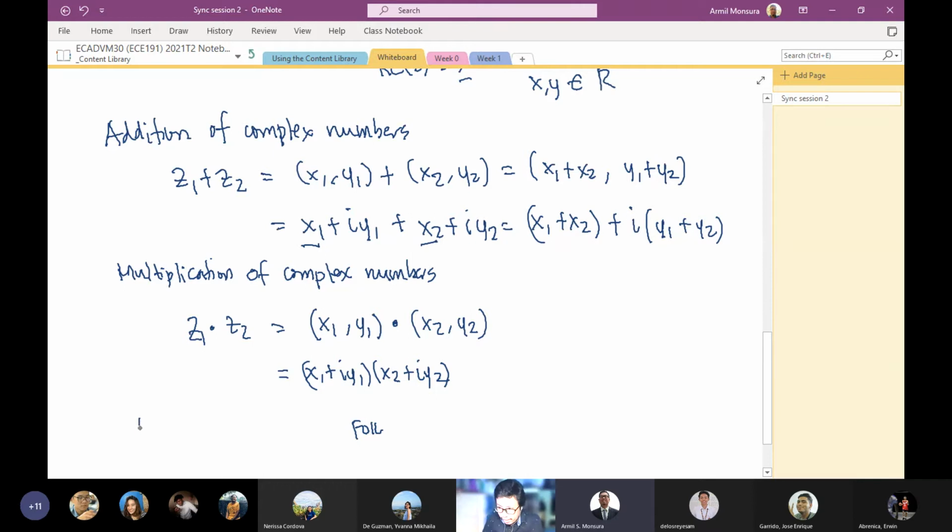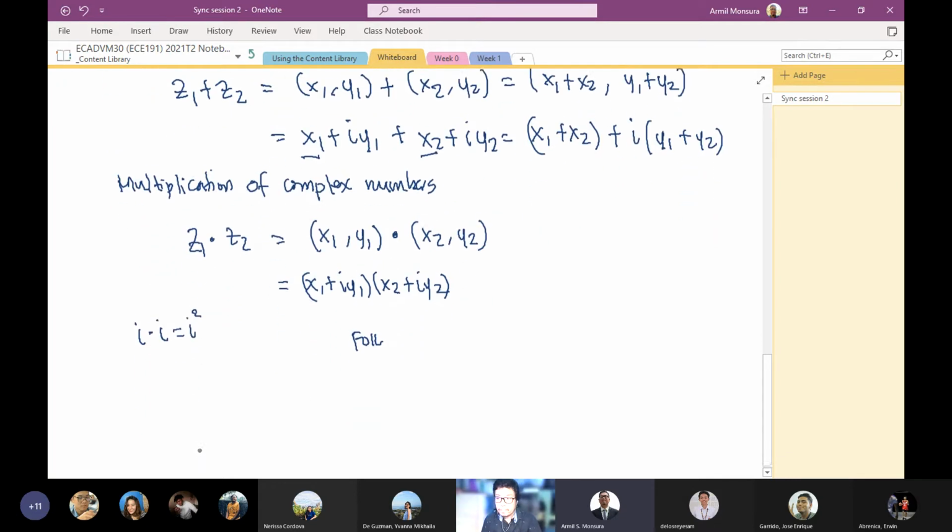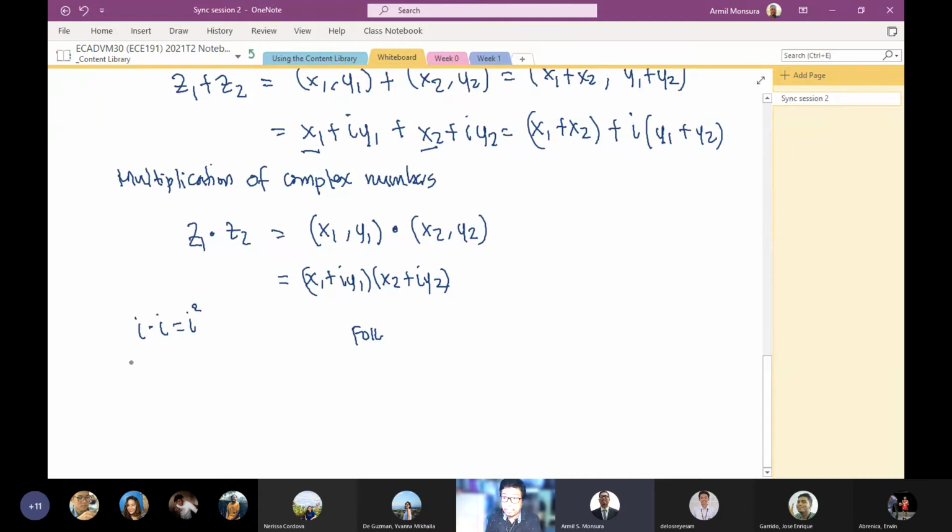What would be the product i times i? Kasi that is something that you would have to encounter here. So we need to evaluate the product i times i, or basically, that's i squared. We need to evaluate the number i squared. So remember that i, the imaginary unit, is square root of negative 1. Multiplying that with the square root of negative 1, that should give us the square root of negative 1 times negative 1.